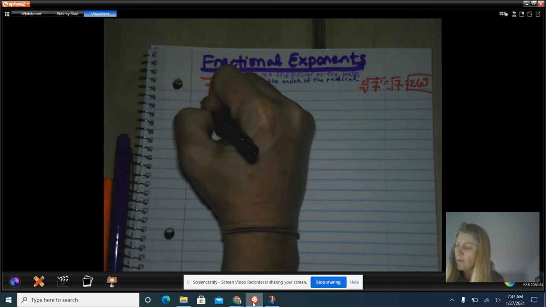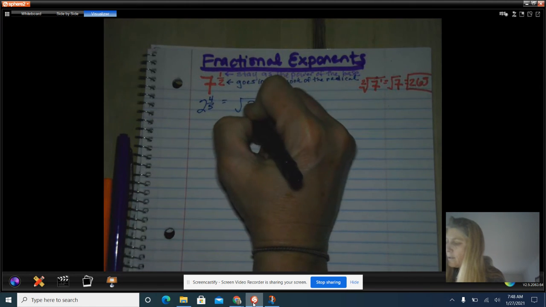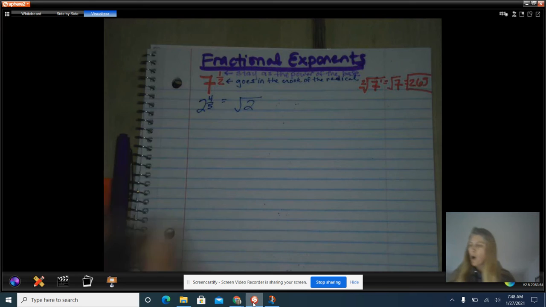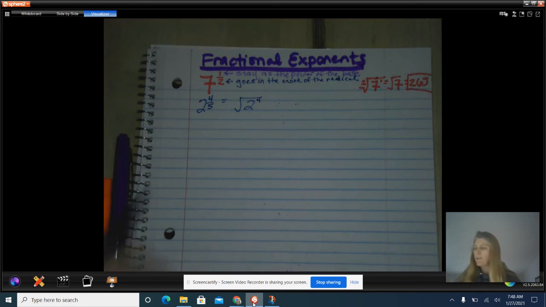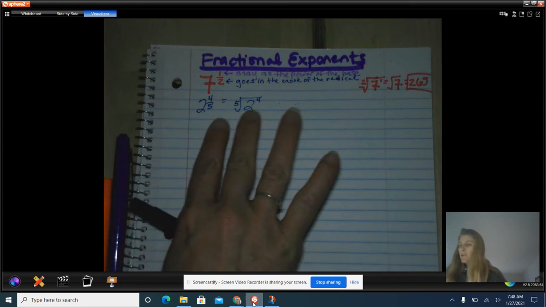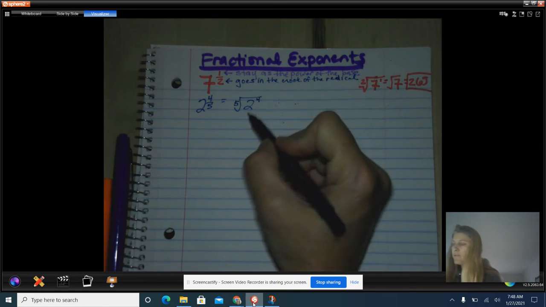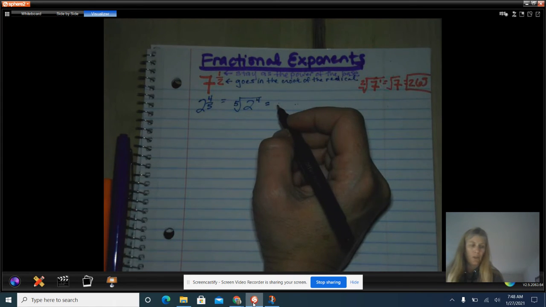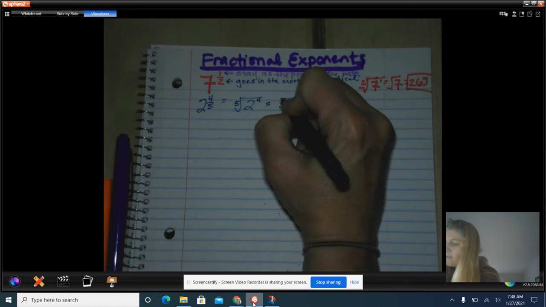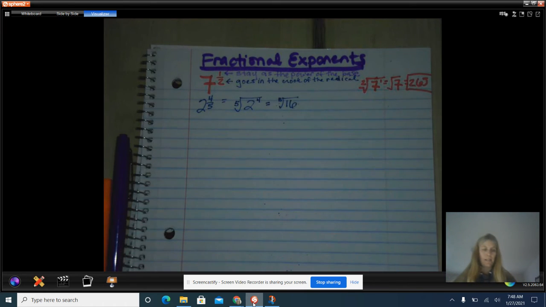Our next one is going to be 2 to the 4/5 power. So we're going to go ahead and put the 2 underneath the root. Our 4 is going to stay as the exponent, and the 5 is going to go into the crook. So this is the 5th root of 2 to the 4th power. So that's one way that we can rewrite it. We can also figure out what 2 to the 4th power is, which is 2 times 2 times 2 times 2. And we could also write this as the 5th root of 16.